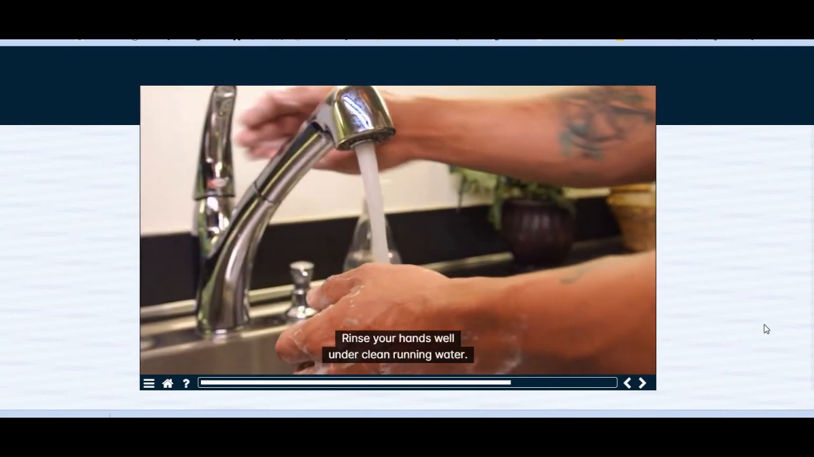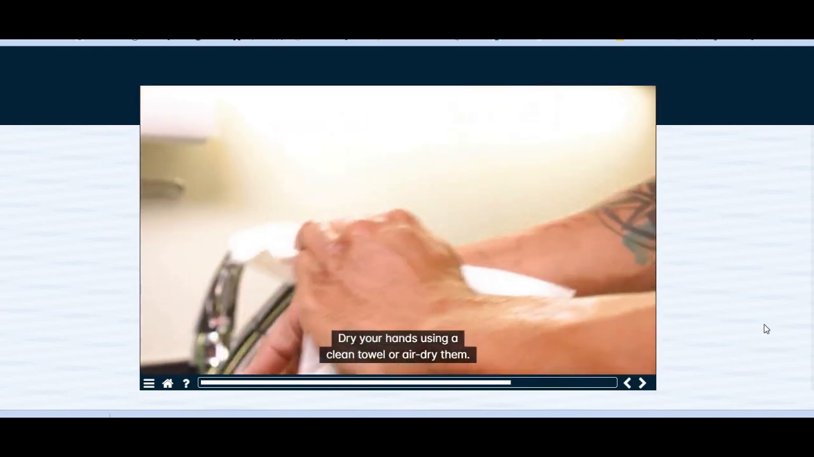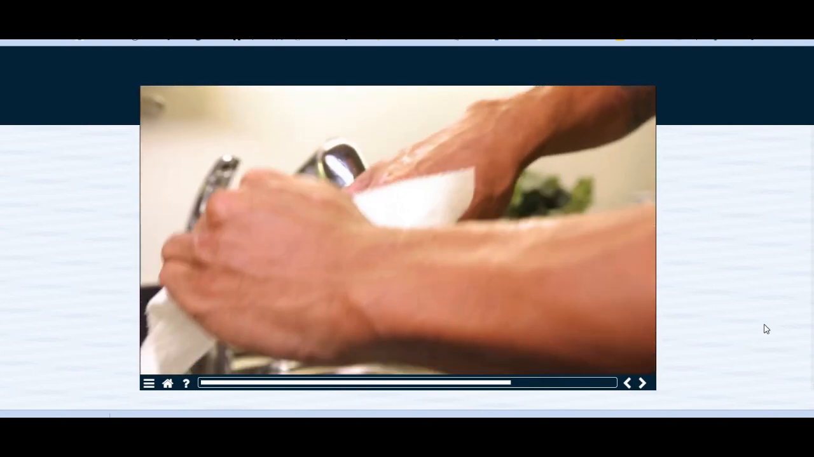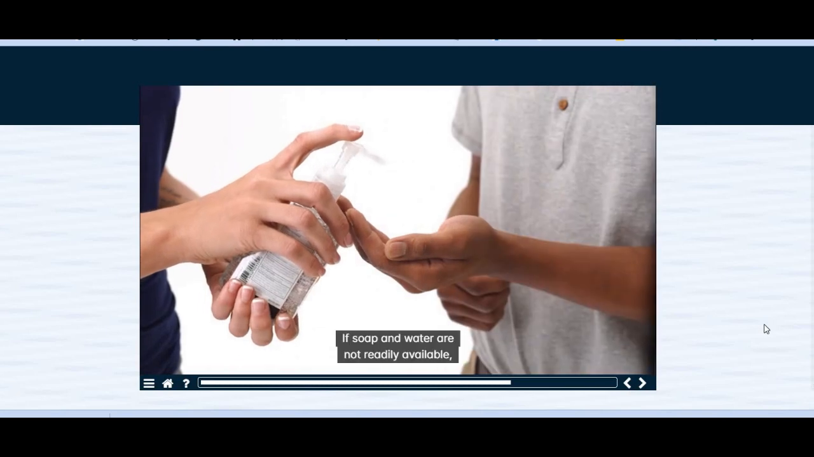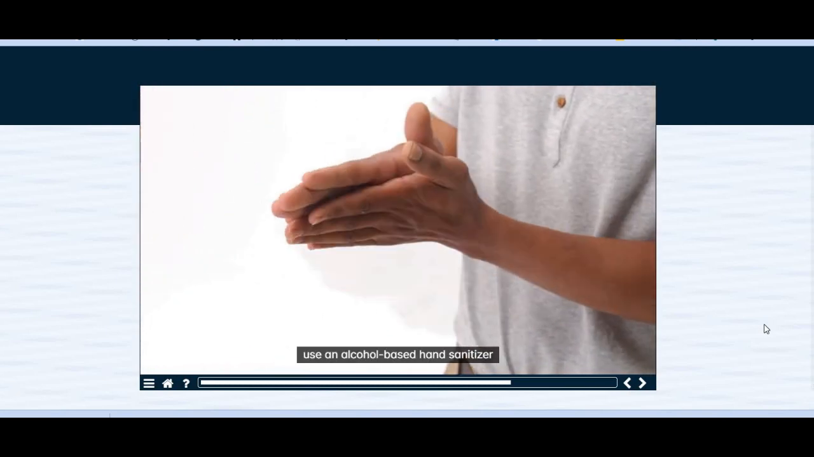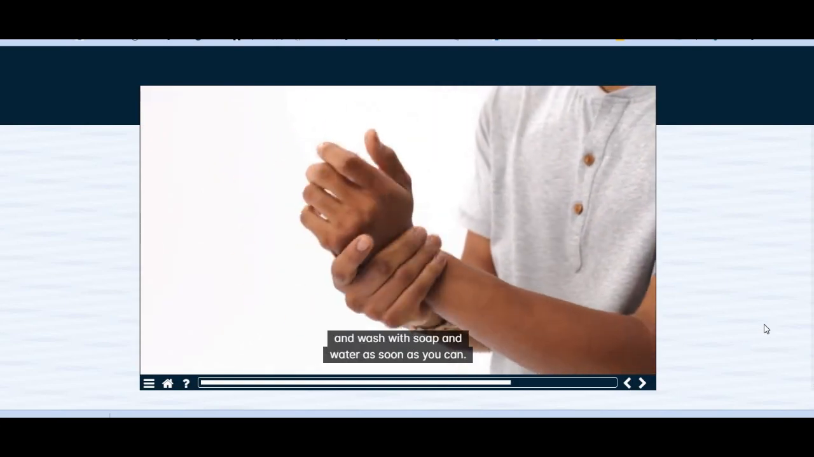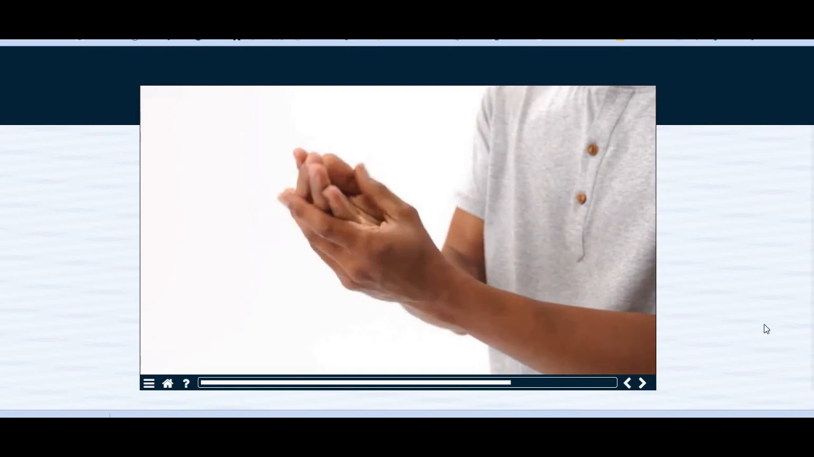Rinse your hands well under clean running water. Dry your hands using a clean towel or air dry them. If soap and water are not readily available, use an alcohol-based hand sanitizer that contains at least 60% alcohol, and wash with soap and water as soon as you can.